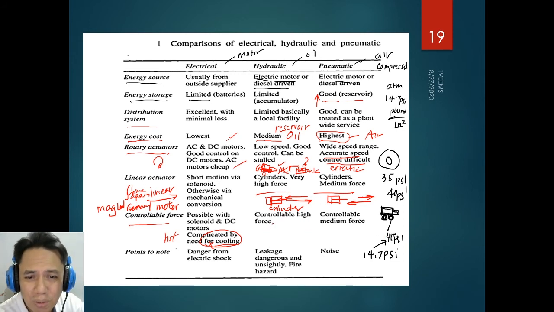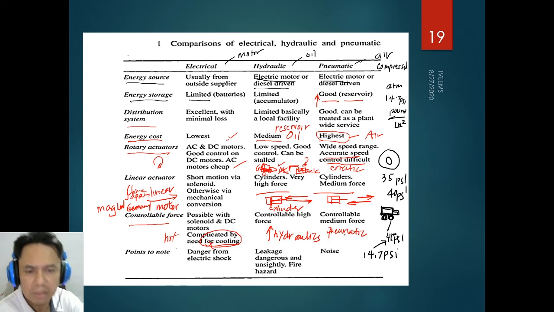Now, as I told you a while ago, the forces for hydraulics are very high. So you can see this in construction or in heavy equipment for machine production, like in the automotive industry and so on. So hydraulic forces are very easy to control. This one, controllable medium force, because it's pneumatic, it's a little bit lesser force in terms of control with respect to hydraulics.